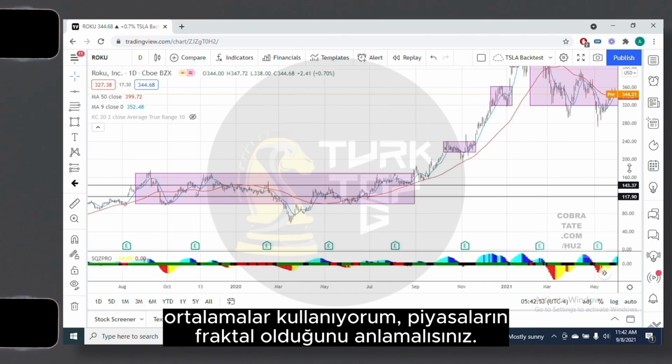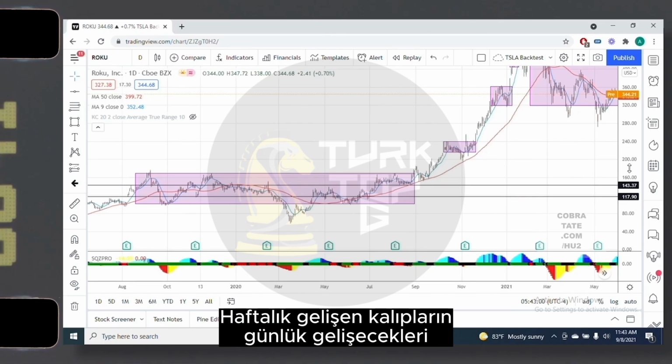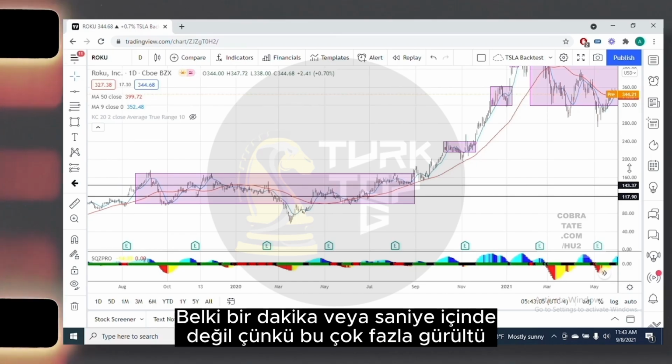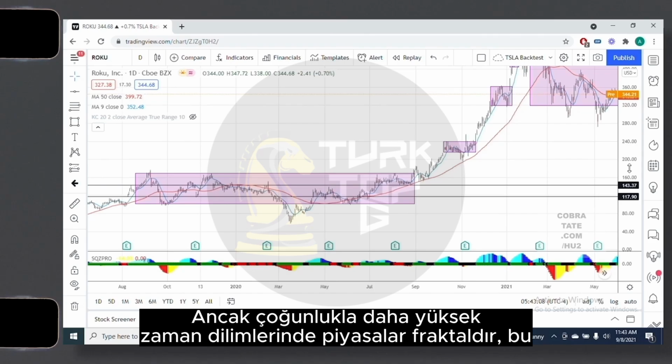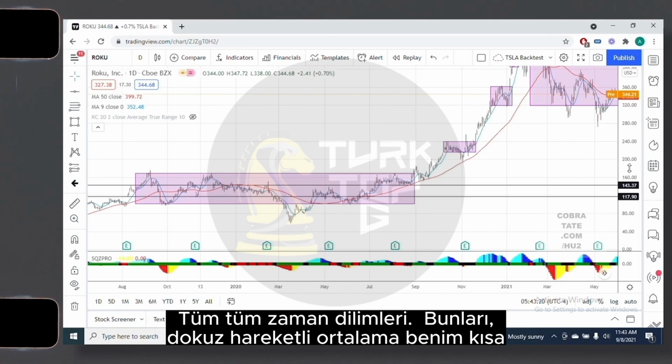You have to realize that markets are fractals. What happens on one time frame is similar to what happens on the other time frames. You will see the patterns that develop on weekly, they will develop on daily, they will develop on hourly. Maybe not in the minute or seconds because that's too much noise, but for the most part on higher time frames, the markets are fractals. So these 9 moving average and 50 moving average will be important on all time frames. I use them as such.